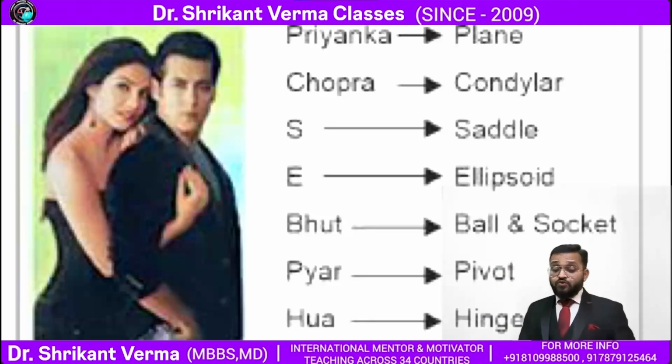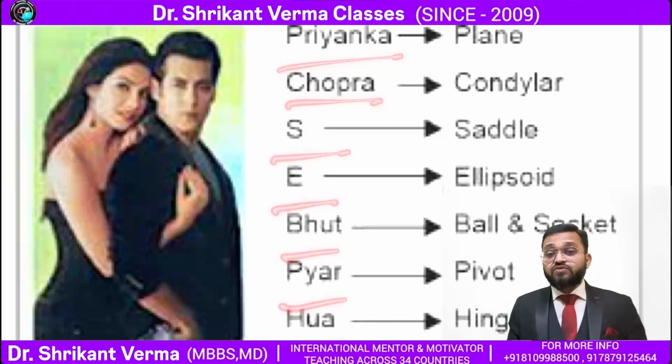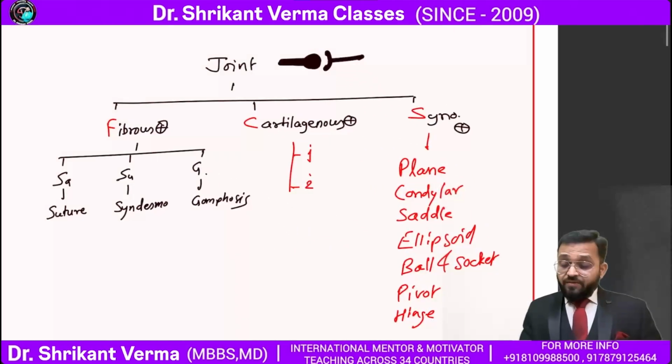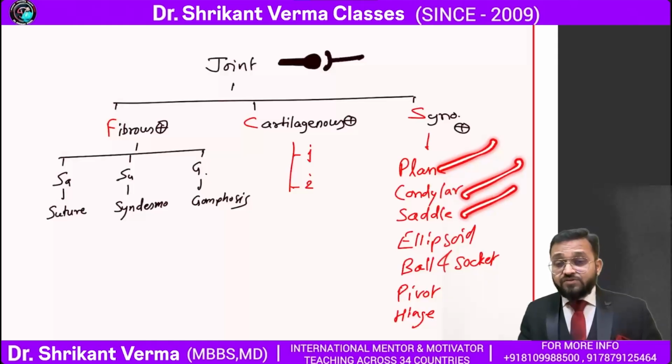लेकिन प्यार सभी से करो। So one time, yes, he loved Priyanka Chopra auntie. So the funny limerick for the R, yes, you can say the synovial joint, Priyanka Chopra से बहुत प्यार हुआ. So what are the different types of the synovial joint? Plain synovial joint, condylar synovial joint, saddle synovial joint, ellipsoid, ball and socket, pivot, and the hinge joint.